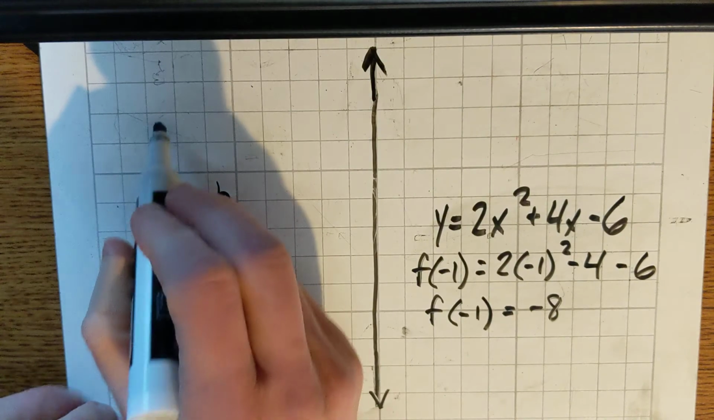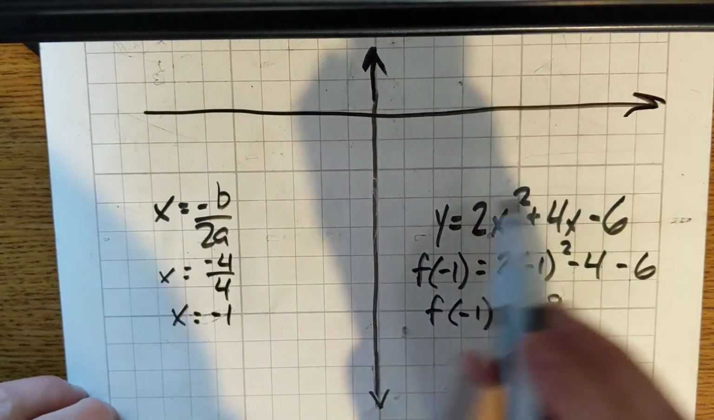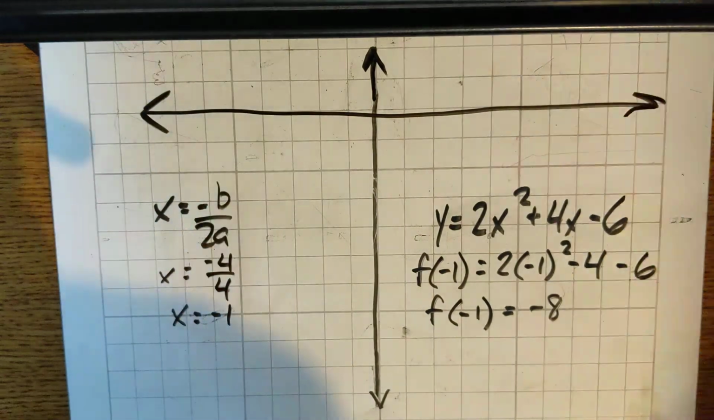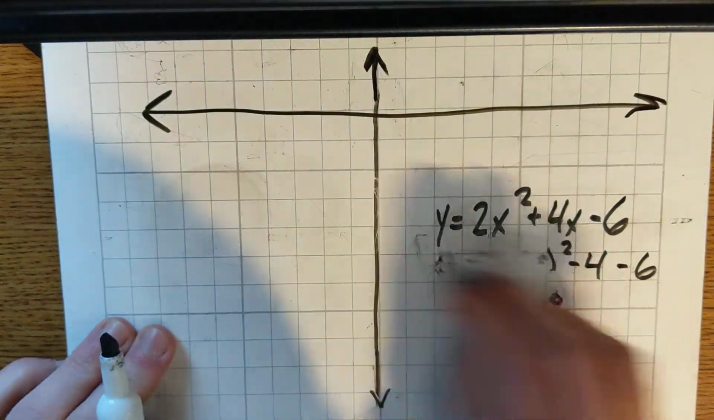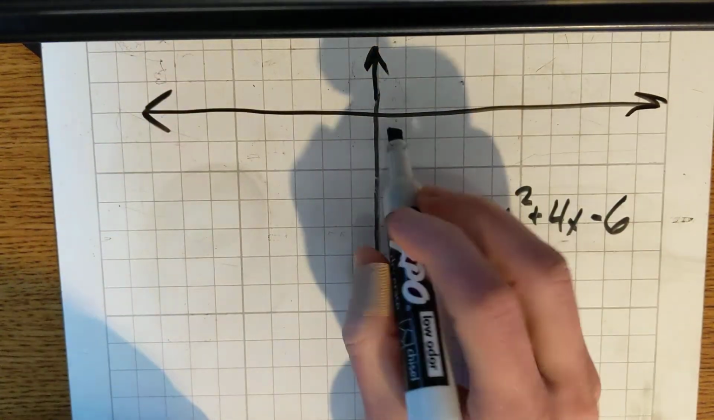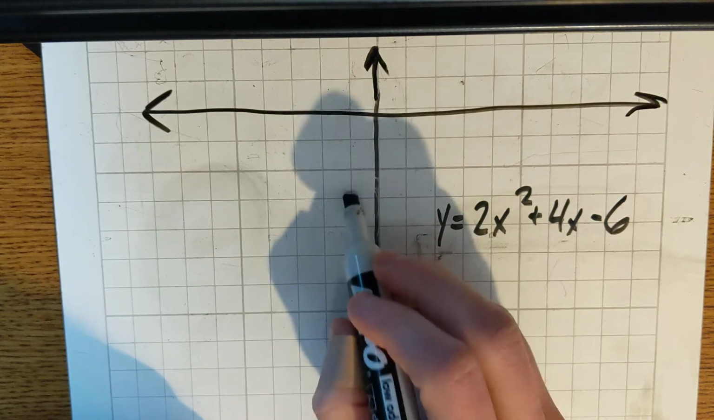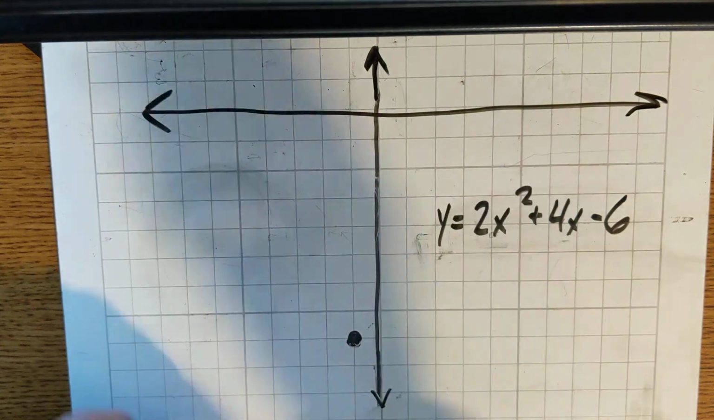So I'm going to go ahead and graph that now. Okay, so negative 1, negative 8. Negative 1, then 1, 2, 3, 4, 5, 6, 7, 8. All right, so there's our vertex.